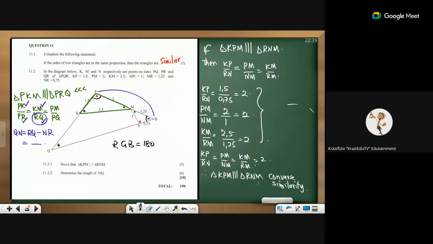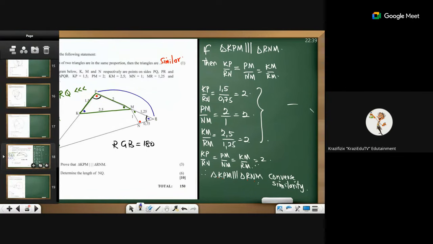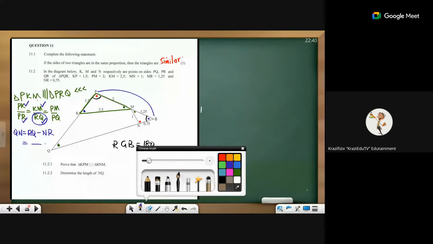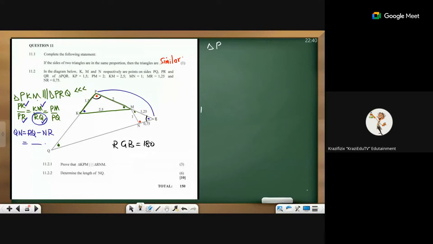What is the result that we should write for angle Q being equal to angle M? All right, let me do the write-up for you. Remember, all you need to do is to say, okay, check. Triangle PKM and triangle QM, P, triangles, right? P is common to both triangles.